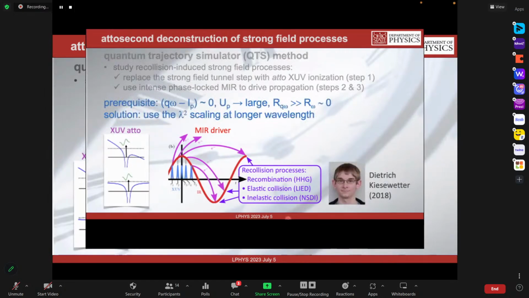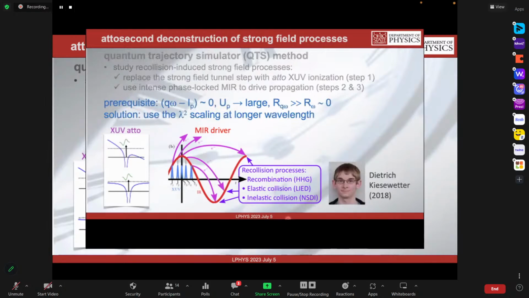So the prerequisite to have a functional QTS, quantum trajectory selector, is first of all, if I'm going to mimic tunneling, what I would like to do is tune my XUV light such that it's at threshold. That is to say, it creates a near zero energy wave packet. Okay, I want Up to be large, so I can drive recollision over a large dynamic range, and the rate of single photon ionization from my XUV attosecond pulse train should exceed that of the rate from pure tunnel ionization. Ideally, I would like to shut off tunnel ionization completely.